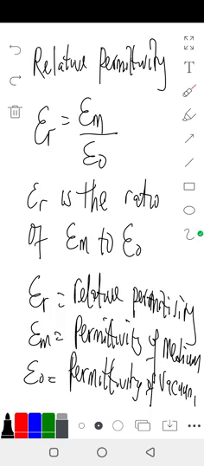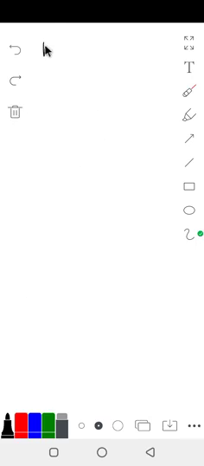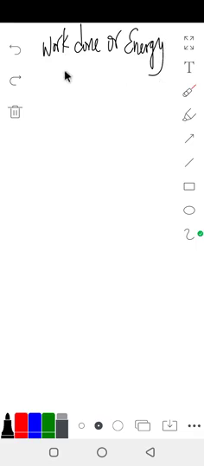The last one for today, which is what? Work done by a capacitor, or energy stored in a capacitor. Don't forget, energy stored in a capacitor is potential energy. That means the charge is stored in the form of a potential energy.